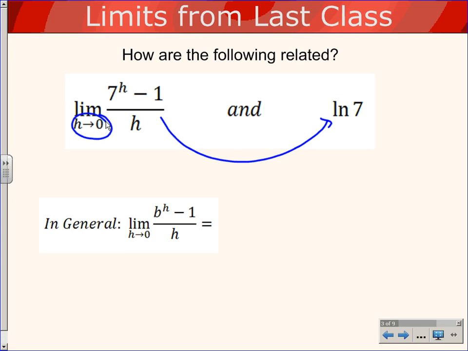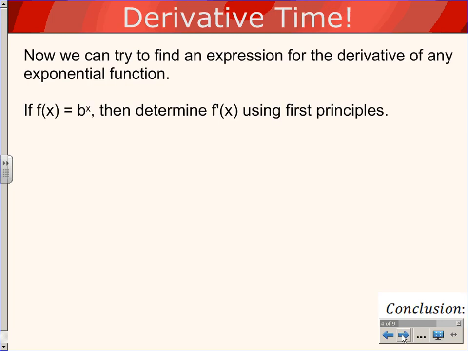It means that if I have this, same form, the limit as h approaches 0 of b to the h minus 1 over h approaches ln of b. And we're going to need that in order to get derivatives of exponential functions with different bases. So, if f of x equals b to the x, and that b can be anything now, determine f prime of x using first principles.